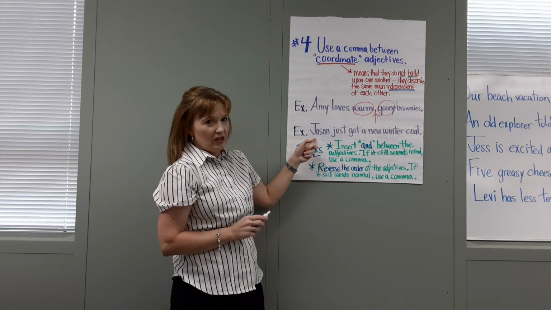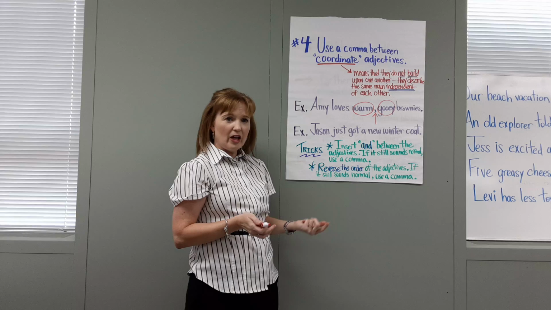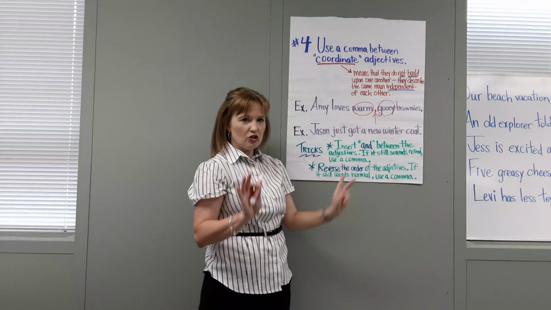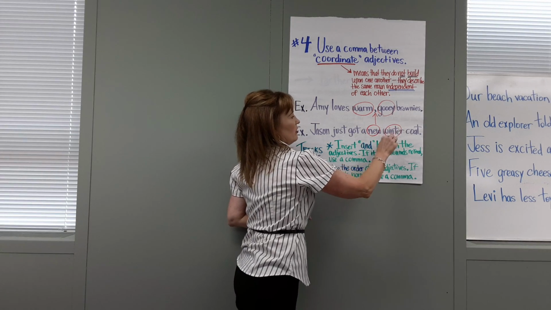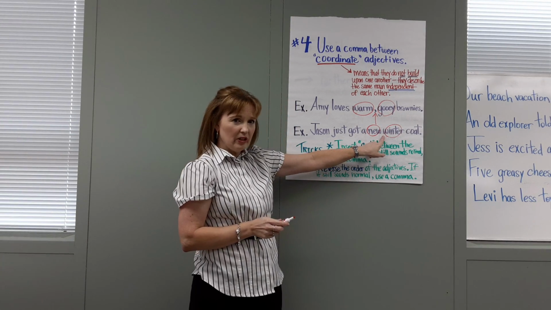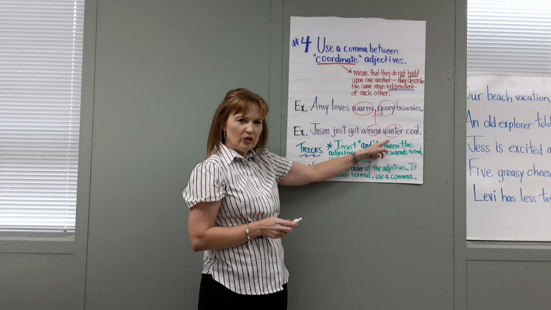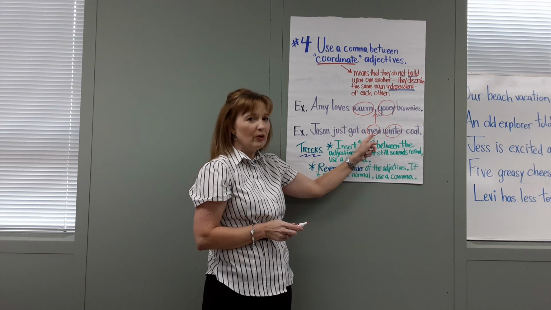Now let's try it down here. Jason just got a new winter coat. Okay, look for your nouns and pronouns. I have Jason, I have coat. Any words to describe either Jason or coat? I have new and winter. So do I need a comma here? Let's try. Jason just got a new and winter coat. That doesn't make sense. That does not sound normal.